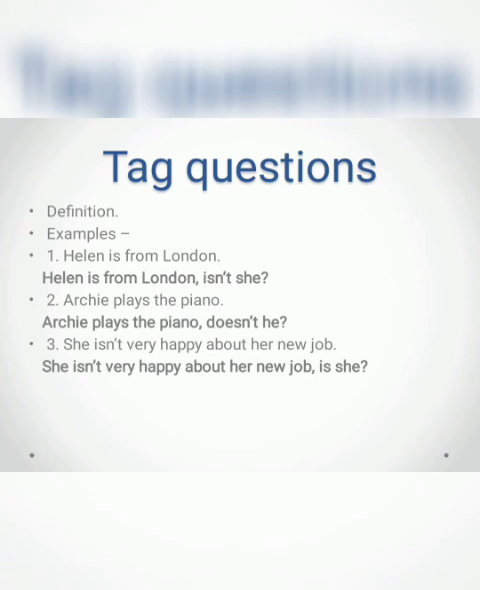First, Helen is from London. When forming a tag question, it becomes Helen is from London, isn't she? Archie plays the piano. It becomes Archie plays the piano, doesn't he? Third one, she isn't very happy about her new job. It becomes she isn't very happy about her new job, is she? While observing these three sentences, we can see that a clause is added at the end: isn't she, doesn't he, or is she. These clauses are added when forming a question tag.